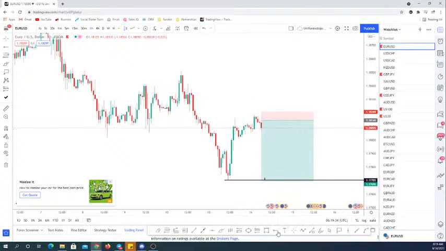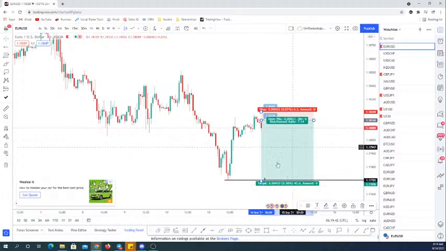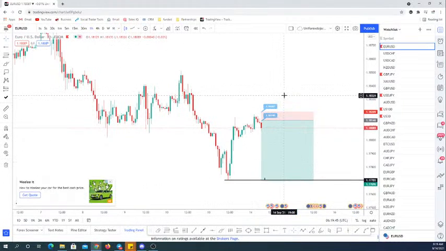There we go. So we will have a setup similar to this on the Euro USD, but it's only valid after price drops first and then comes back up and then pushes up again. So that's the only valid way to look at USD from our side.